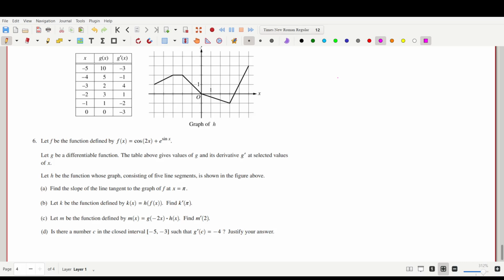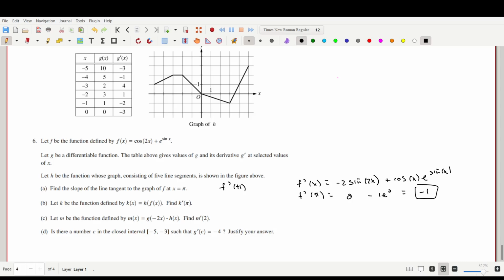Find the slope of the line tangent to the graph of f at pi. That's just asking for f prime of pi. Well, f prime of x is negative 2 sine 2x, chain rule, plus cosine of x e to the sine x. And so f prime of pi, sine of pi is 0, and cosine of pi is 1, negative 1. So minus 1 e to the 0, so negative 1. Let me just double check that. 0, yeah, and then 1. I think that's right. Okay.